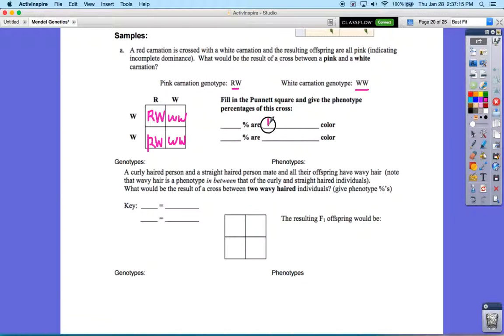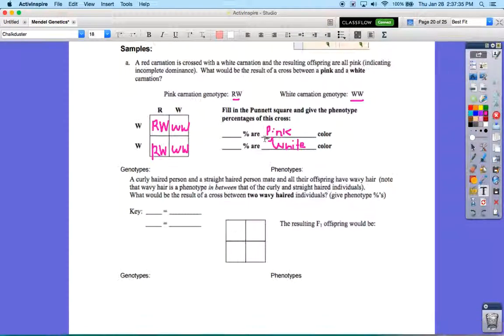Our two colors that we see now are going to be pink and white. And we see both of those 50% of the time. The reason we know that is because each one of them is 2 out of the 4 boxes.